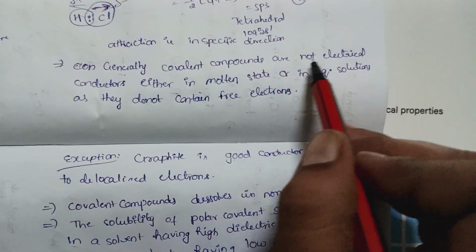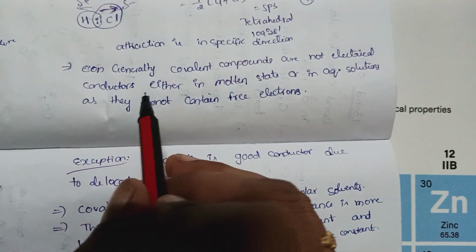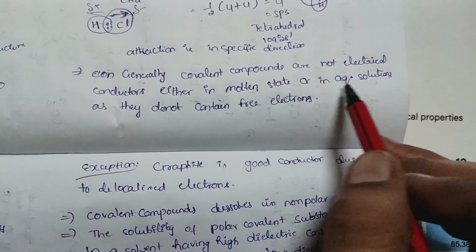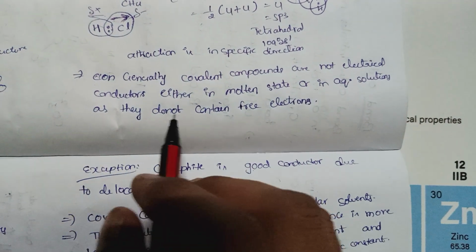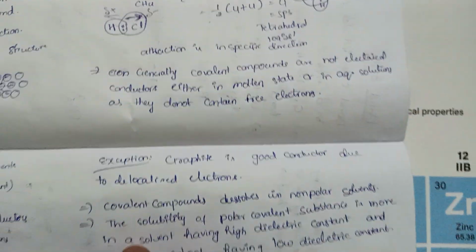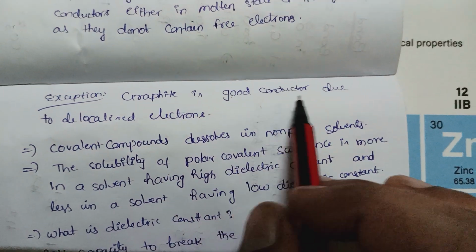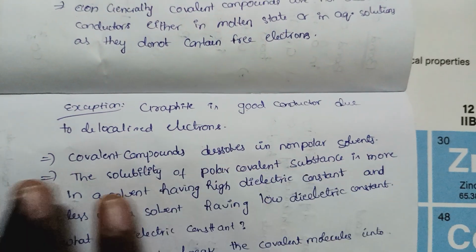Generally covalent compounds are not electrical conductors, either in the molten state or in aqueous solutions. They don't contain free electrons, but graphite is a good conductor due to delocalized electrons.